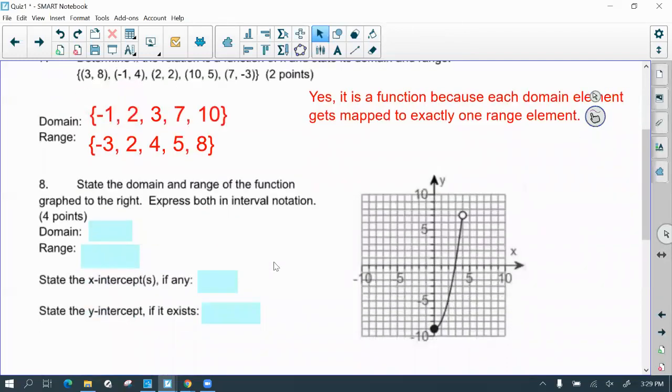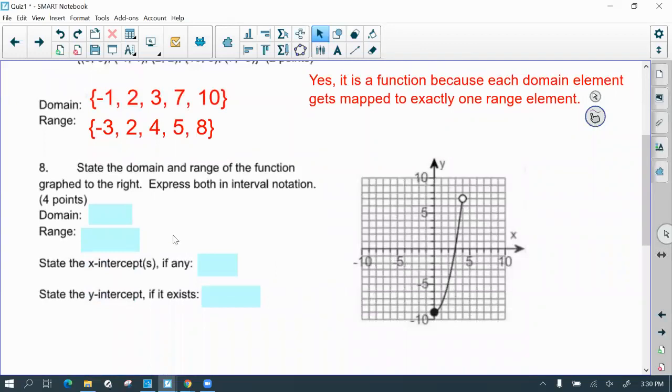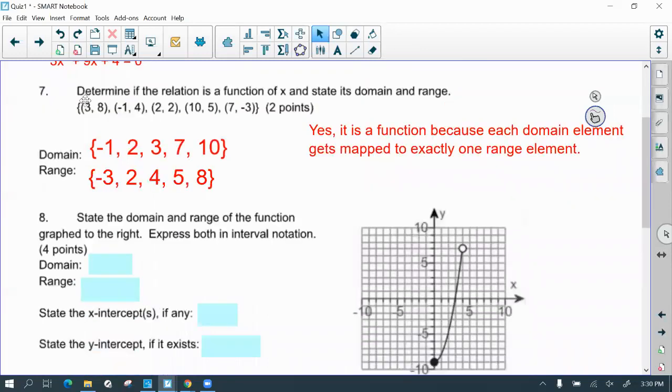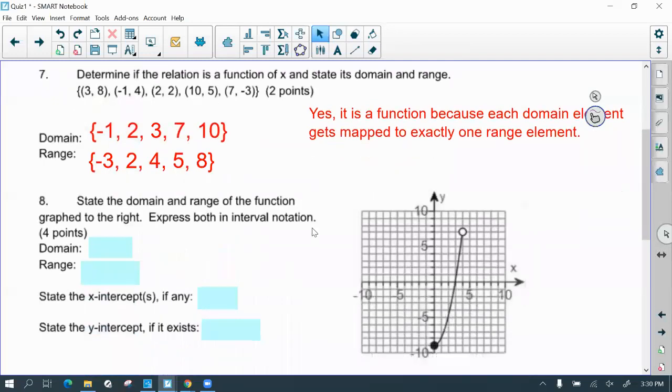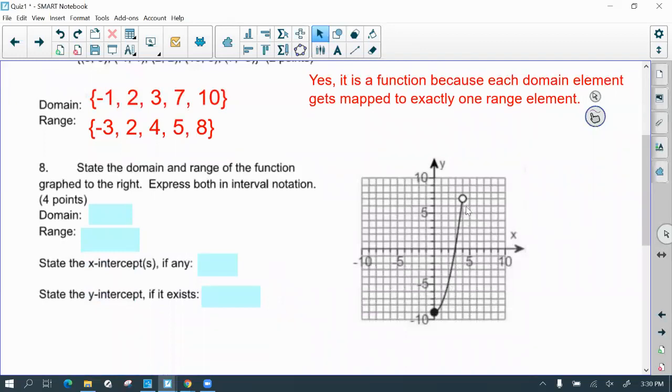Number 8, the domain and range. Well, the domain is the set of all x values. Now here, you've got an infinite amount of x values. So you have to express it. You can't list them like I did in number 7. Here, there are only 5 x values. I could just list them. And in number 8, there are infinite amounts of x values. So you have to express it as an interval. All the x values between 0 and 4, including 0, because it's a closed dot, so there's a bracket, excluding 4, because there's an open circle right there.